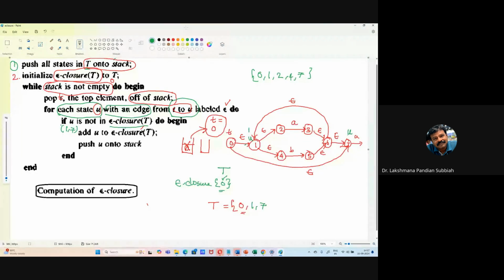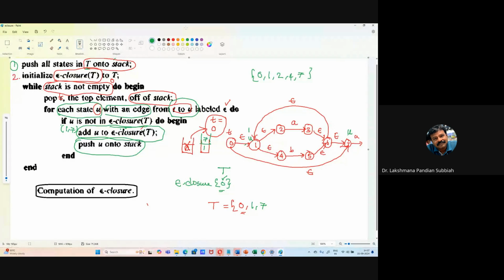Add U into the epsilon closure of T. So U is 1 and 7, and you have to add them into the epsilon closure of T. Next, we have to push U onto the stack, so 1 and 7 onto the stack. Then you have to repeat the steps.